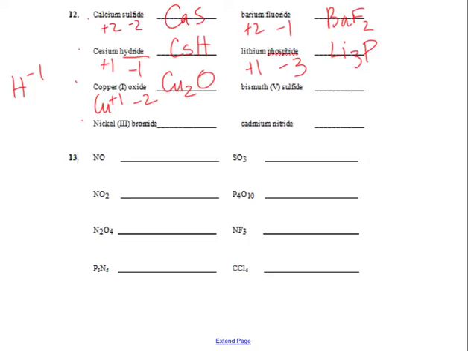Same thing with this one. It's telling you bismuth is a +5. Sulfur -2. Oh, that's a big one. What is it? Correct.